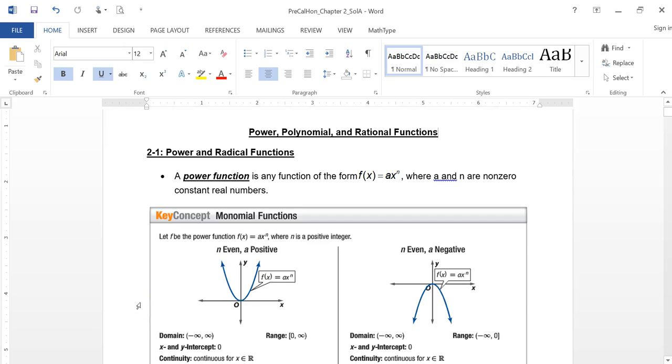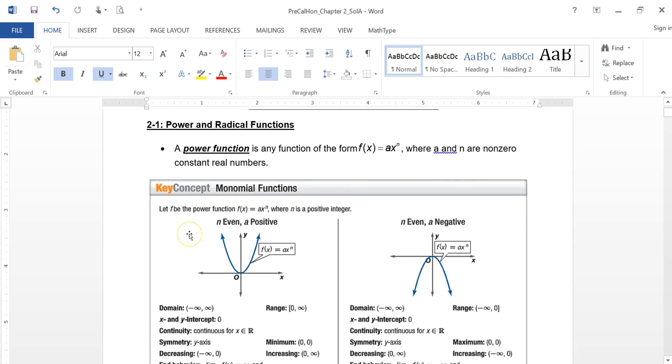So this chapter is going to be about functions. We're going to talk about power functions, polynomial functions, rational functions. We're going to talk about how to graph them, how to analyze them, how to solve them, okay? And we're also going to solve some word problems that involve these types of functions.